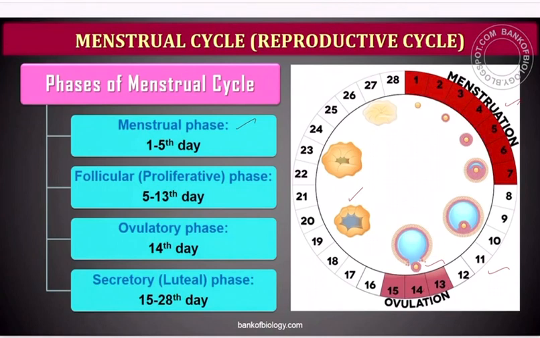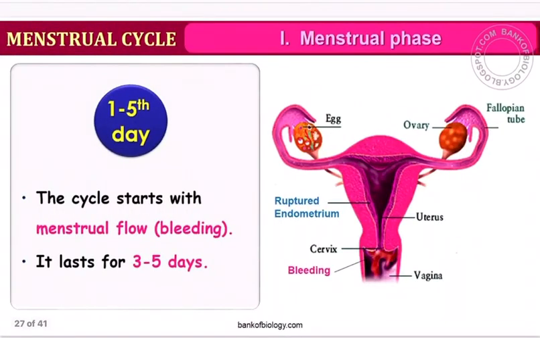And then the 16th to 28th day is the luteal phase or secretory phase. Once the corpus luteum is formed, you know the function. We discussed the function of the corpus luteum. It produces the female sex hormones.